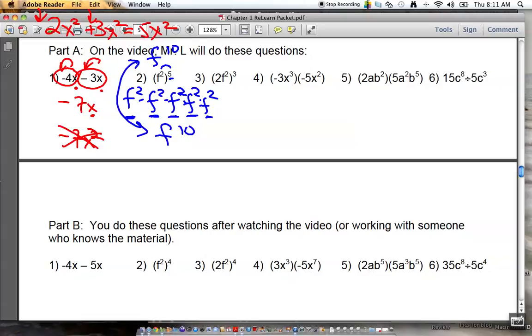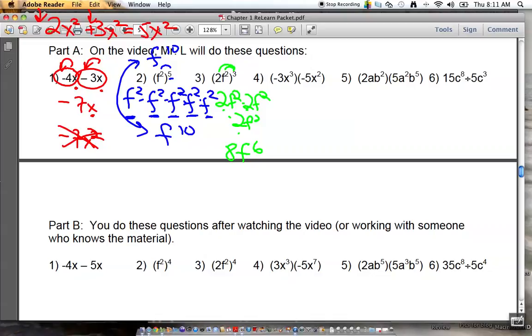Now, number 3, if you try to do it the first way, you have to remember the cube applies to everything, including the 2. If not, let's just write 2f squared times 2f squared times 2f squared. 2 times 2 times 2 is 8. And then f squared times f squared times f squared, add exponents, f to the 6th. So remember, we multiply coefficients. That's when we're multiplying the 2's. And then we add exponents.